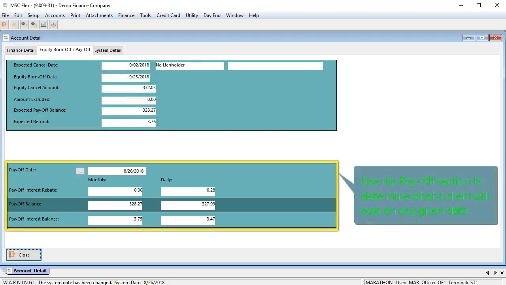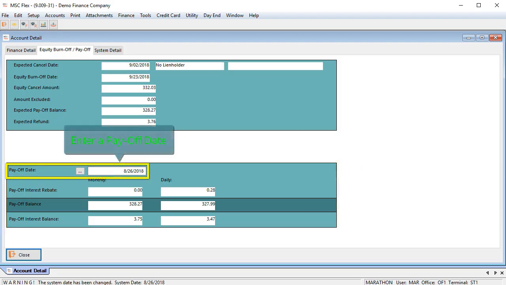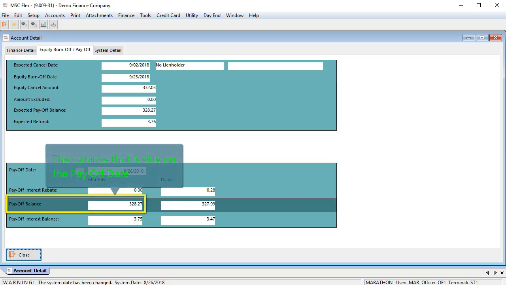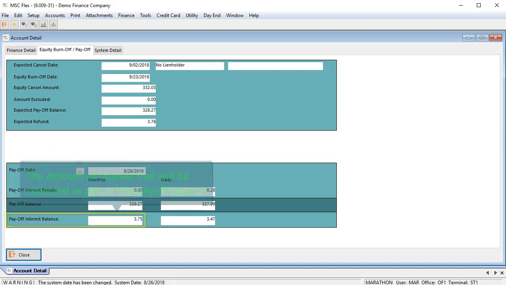You can use the payoff section to determine what a client will owe at any given date. Enter in a payoff date. The interest rebate is the amount of interest that will be removed from the balance. The system will display the amount of balance that is due on the payoff date. The interest balance is the amount of interest that will be collected as part of the payoff balance.